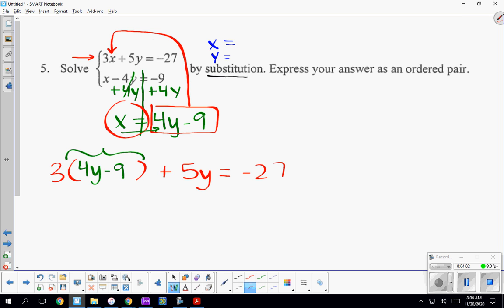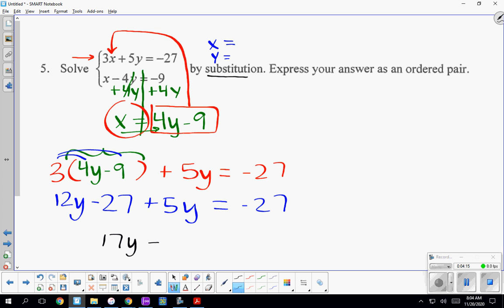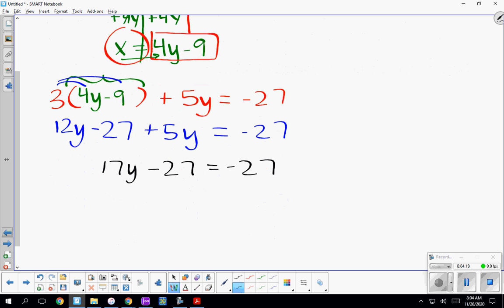Now I can simplify. I'm going to distribute. I get 12y minus 27 plus 5y equals -27. Finally, I'm going to combine like terms: 17y minus 27 equals -27. If I continue, I see here that they both cancel. That's okay. I'm allowed to have nothing left over here. I just can't leave it blank. So remember, nothing left means 0.